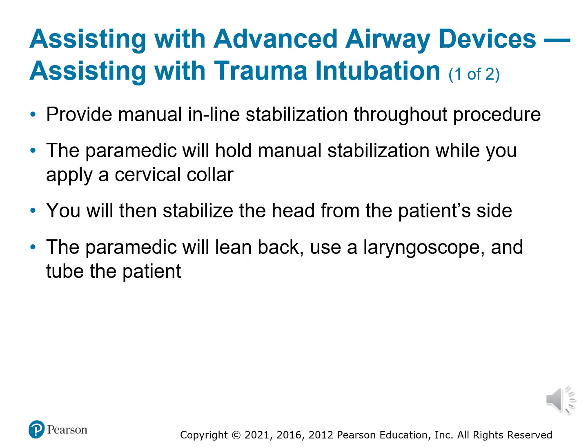Assisting with trauma intubations. You want to provide manual in-line stabilization throughout the procedure. The paramedic will hold the manual stabilization while you apply the C-collar. You will then stabilize the head from the patient's side. The paramedic will lean back, use a laryngoscope, and tube the patient.